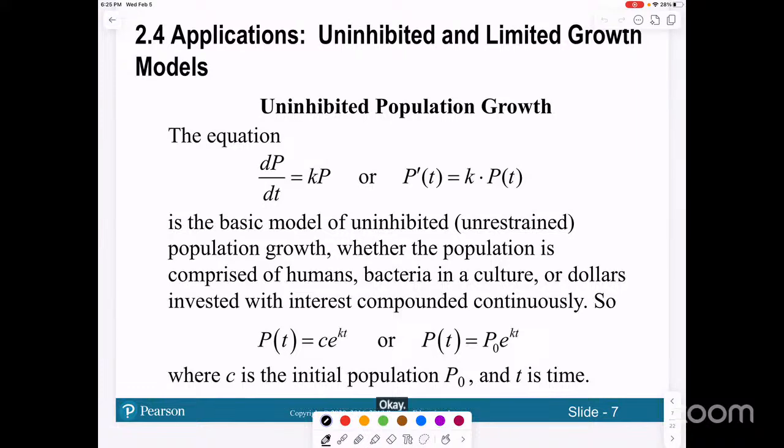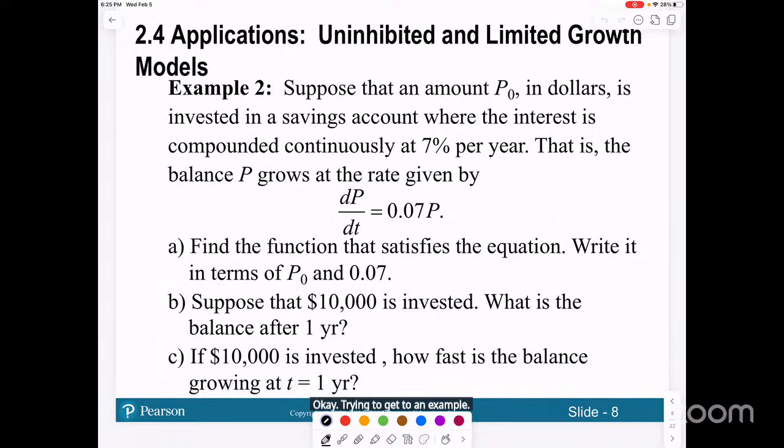Trying to get to an example. Suppose that an amount P naught in dollars is invested into a savings account where the interest is compounded continuously at 7% per year. That is, the balance P grows at this rate, okay? Find the function that satisfies this equation and write it in terms of P naught and 0.07. So before I go to the others, again, I just can't shake using theorem 9 that we just introduced.